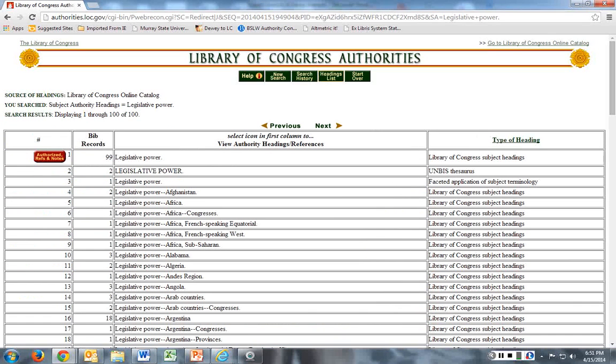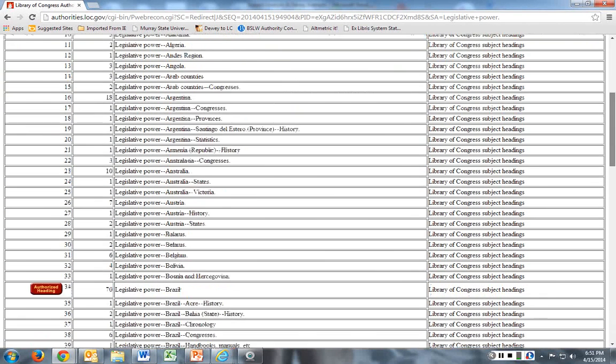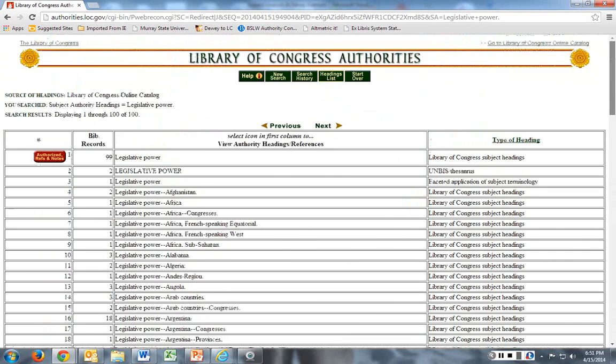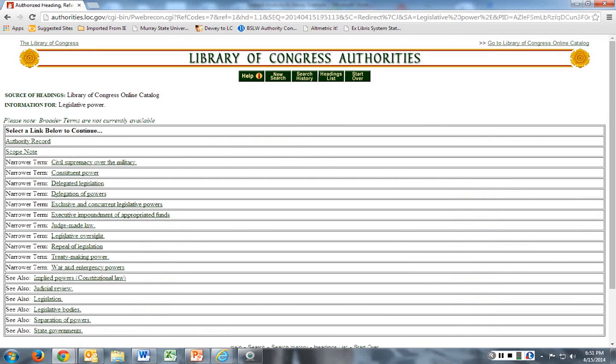it's not a children's subject heading. So you have a choice here. You can decide that you're going to use it anyway, and you can do that in your own catalog. Or you could go back to using either separation of powers or delegation of powers.